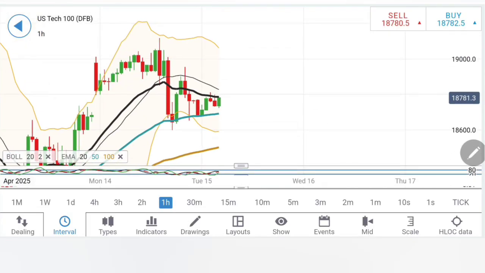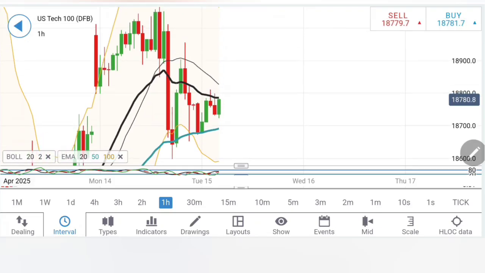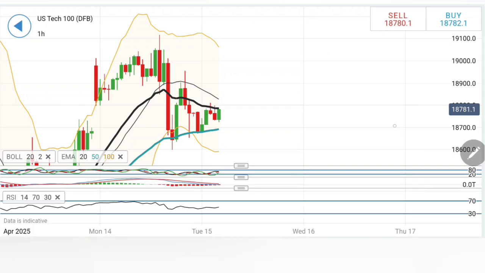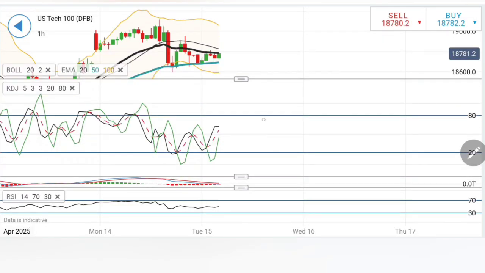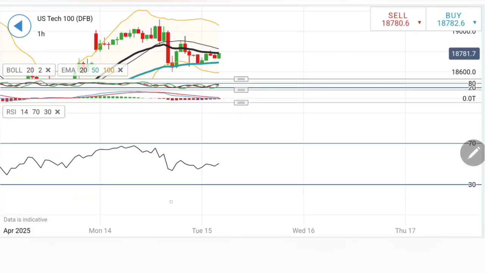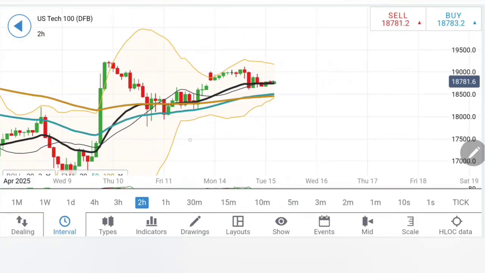Tech 100 is getting a squeeze here between the 20 and 50 period moving average. On the early charts, it has to trade now above 18,820, and if it trades above 18,828.40, you can look forward to 18,900, and beyond 18,900 is where we are looking forward to a greater up move, which is going to take it above 19,000, 19,050, and then 19,200 will come into picture. Stochastic rising, MACD is bearish, it is converging here, not yet crossed over though. RSI is flat and showing a little up move.